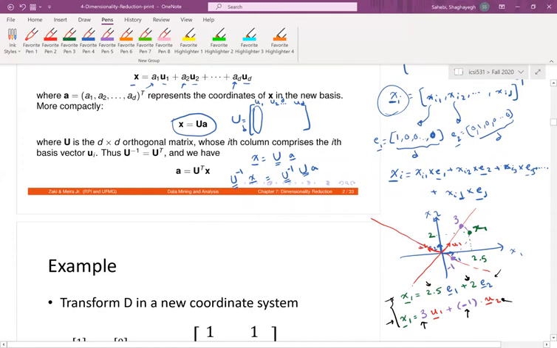What we can say is that because U minus 1 times U is equal to the identity matrix, and this will be equal to A, and we know that U minus 1 is actually equal to U transpose, we can conclude that vector A is equal to U transpose X. Okay, so what are we doing here?